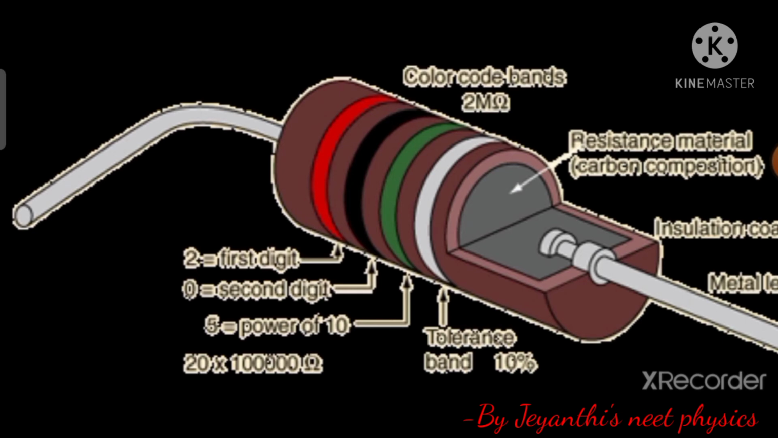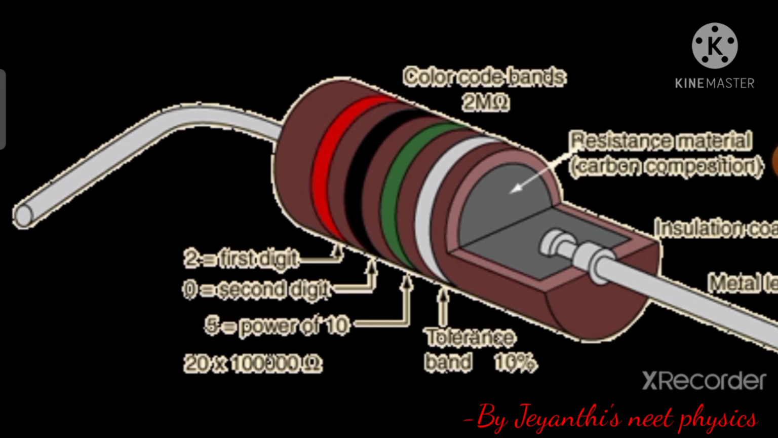So what is a carbon resistor? A carbon resistor consists of a ceramic core on which a thin layer of crystalline carbon is deposited. In the diagram, the ash color arrow represents the resistance material, that is, the carbon composition. And another thing, the insulation coating is also drawn in the diagram. So this is the carbon resistor.